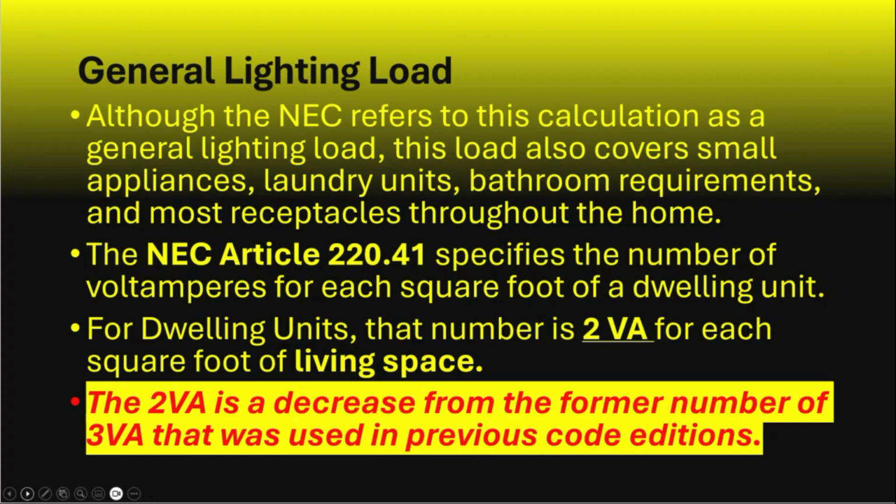Although the NEC refers to this calculation as a general lighting load, this is what we're working on first, the general lighting load. This load also covers small appliances, laundry units, bathroom requirements, and most receptacles throughout the home. The NEC Article 220.41 specifies the number of volt amperes for each square foot of a dwelling unit. For dwelling units, that number is now 2 volt amperes per square foot of living space. This 2 VA is a decrease from the former number of 3 VA that was used in previous code editions.